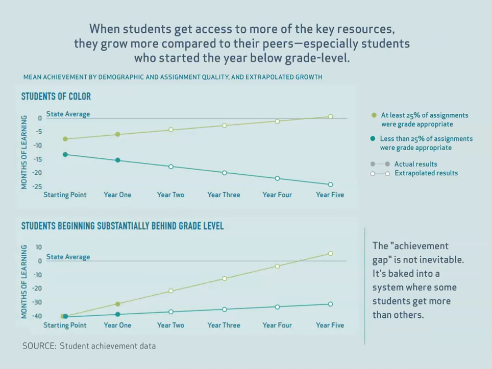The exciting news is we can fix this. As we shared earlier, we know what the 4 resources are and that they matter. We also know that if students get access to the resources consistently, they can close gaps with their peers if they receive year-over-year access to, for example, grade-appropriate assignments. This means that the achievement gap isn't actually inevitable. It's just baked into a system where we give some students lower quality daily experiences than others.